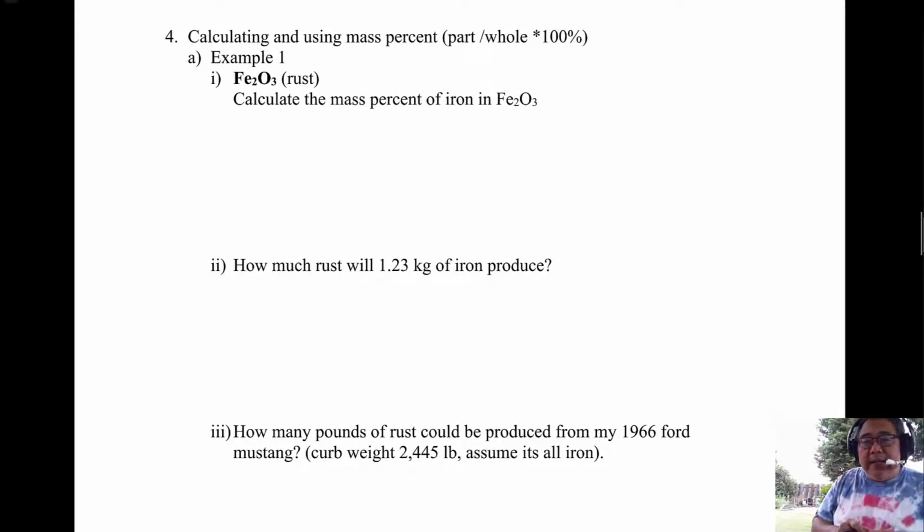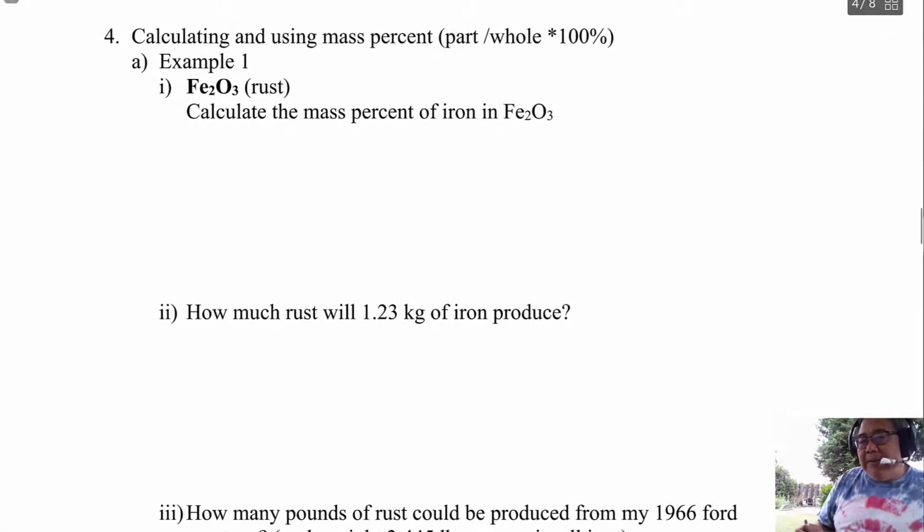So one of the things you have to be able to do in this chapter is calculate the percent mass of a compound from its chemical formula, and also to be able to use that number in calculations like conversion type calculations. So let me show you how you do that. Here's the formula for iron oxide, iron(III) oxide, which is rust, right?